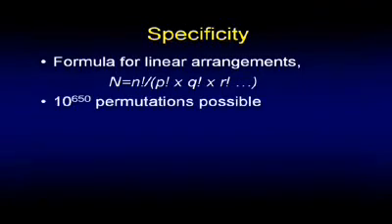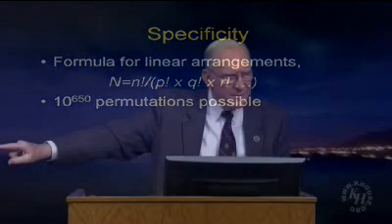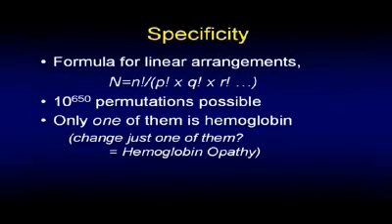It turns out that if you have a code not of 2 but of 20, and you've got 574 pieces you need in a row, the number of possible arrangements you could have is 10 with 650 zeros after it. Are you going to leave that to chance? Heavens no. If you got the wrong one, you got death on your hands. And so only one of them is hemoglobin. And if you change just one of them, you have hemoglobinopathy, or death, if you will.